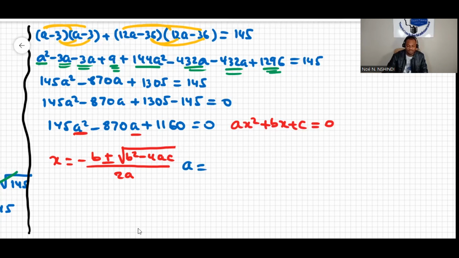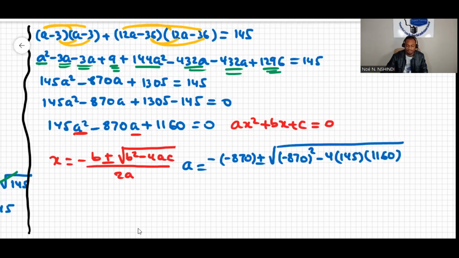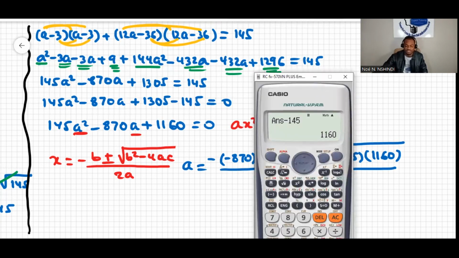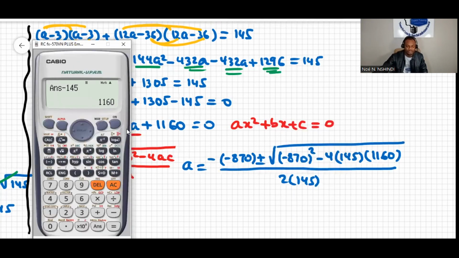negative b, which is negative 870, plus minus square root of b squared, so negative 870 squared minus 4a, which is 145, times c, which is 1160, all over 2a, 145. So we can just enter these values in the calculator just as is there.